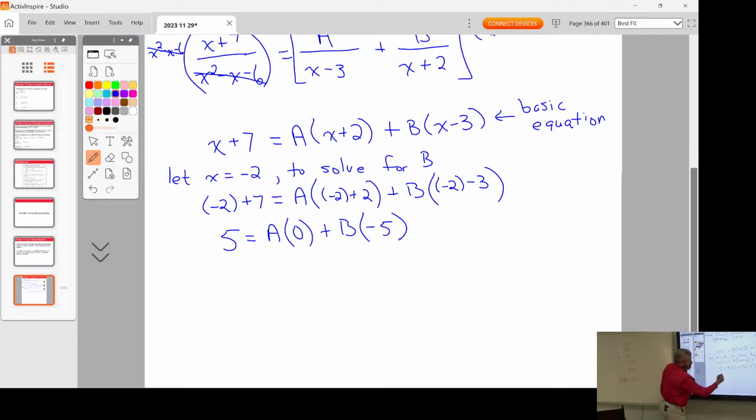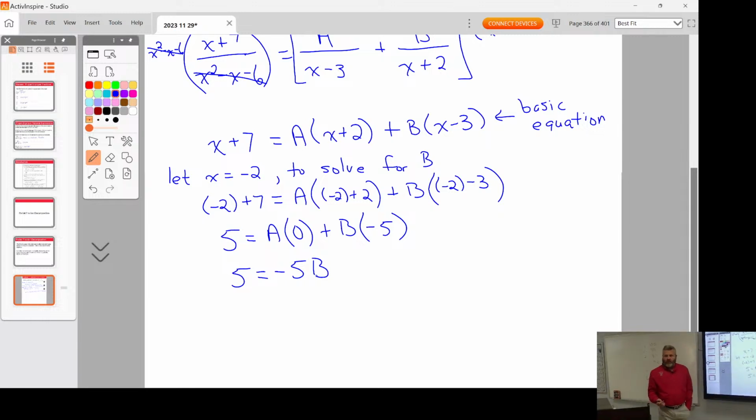Okay, well, let's clean that up. 5 equals a times 0, gone. B times negative 5, negative 5b. What's b? Right? Divide both sides by negative 5. B is negative 1. Yay.